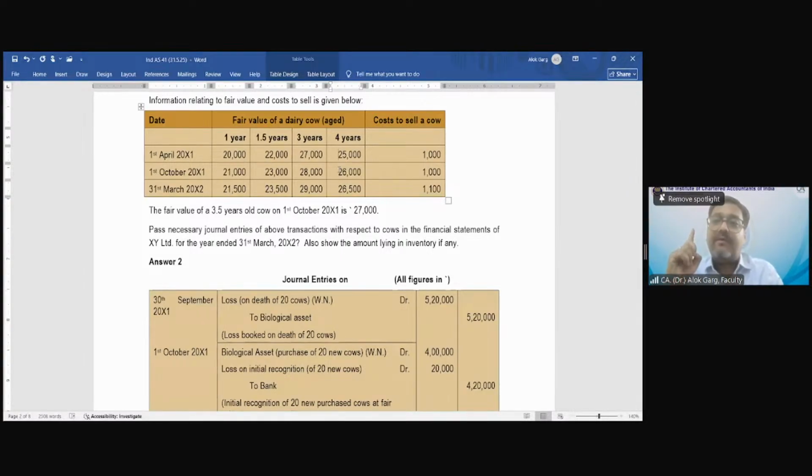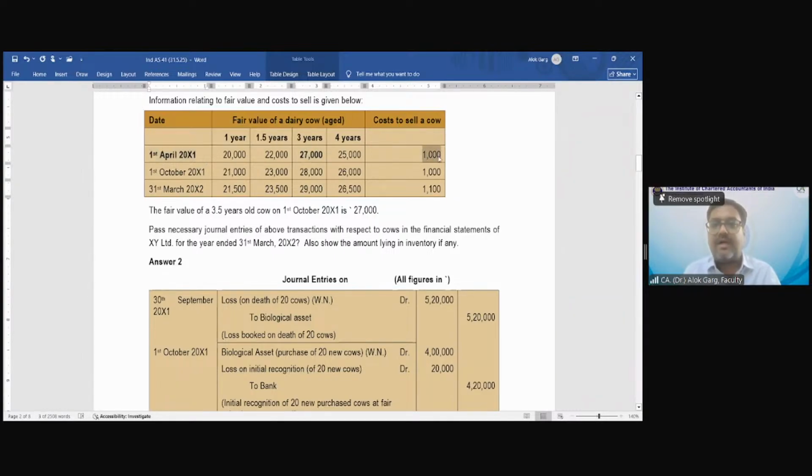हमने ओपनिंग वैल्यू 1 अप्रैल को, ये काउ 3 साल की थी 1 अप्रैल को. What was the value of these cows? 27,000 per cow. So 1 अप्रैल को ये काउ किस वैल्यू पे आ रही होंगी? I mean to say on 1 April what was the opening balance of these cows? इसमें लिखा है ना 27,000. 27,000 is the value as on 1 April 20X1, right?